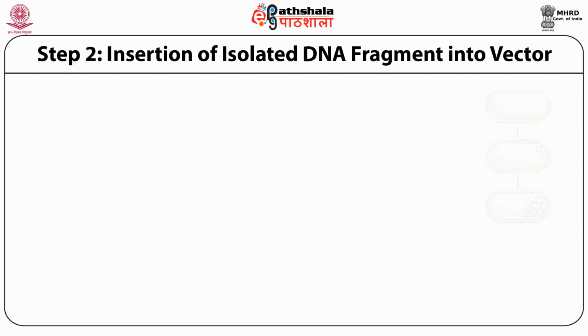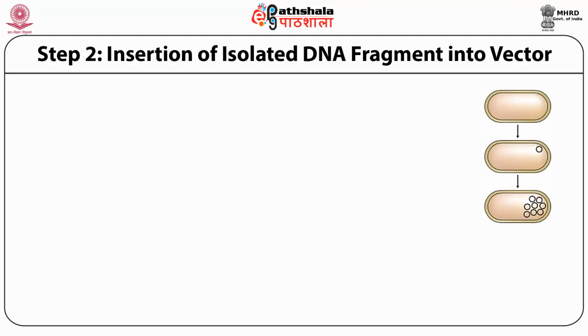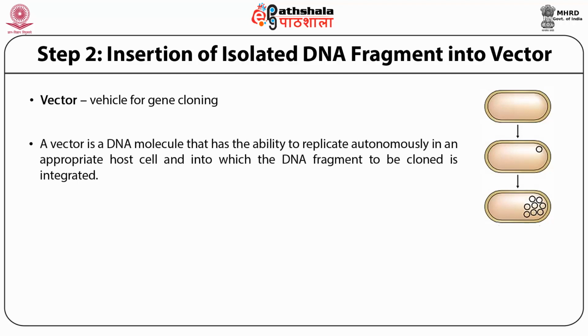The second step in gene cloning is insertion of the isolated DNA fragment into a vector. The isolated fragment can come from restricted DNA or from DNA libraries and so on. How can this gene of interest be inserted into a vector? To start, we should first know what a vector is. A vector is a vehicle for gene cloning. A vector is a DNA molecule that has the ability to replicate autonomously in an appropriate host cell and into which a DNA fragment to be cloned is integrated.